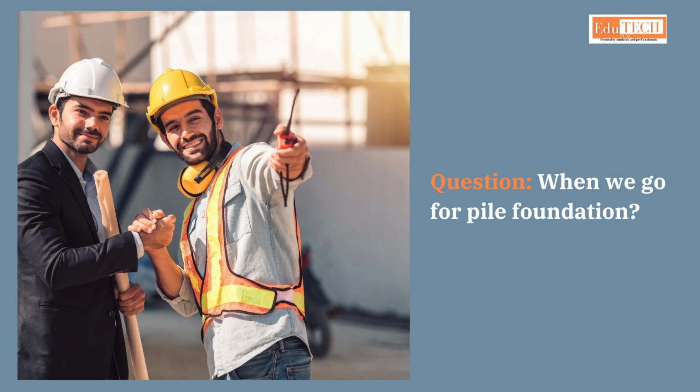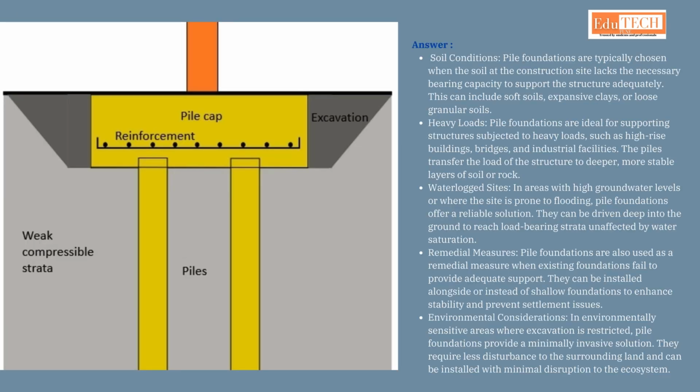Question: When do we go for pile foundation? Answer: Soil conditions. Pile foundations are typically chosen when the soil at the construction site lacks the necessary bearing capacity to support the structure adequately. This can include soft soils, expansive clays, or loose granular soils. Heavy loads. Pile foundations are ideal for supporting structures subjected to heavy loads, such as high-rise buildings, bridges, and industrial facilities. The piles transfer the load of the structure to deeper, more stable layers of soil or rock.